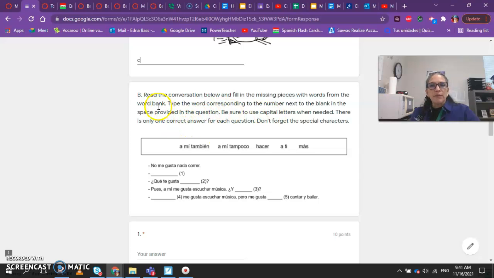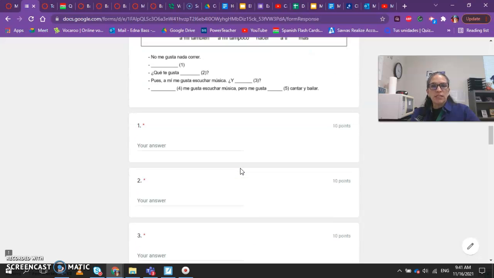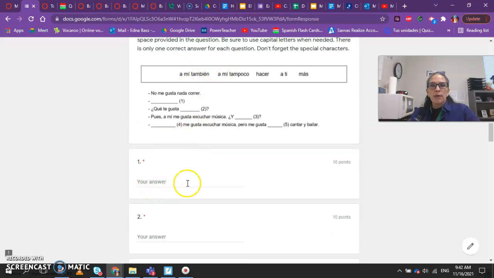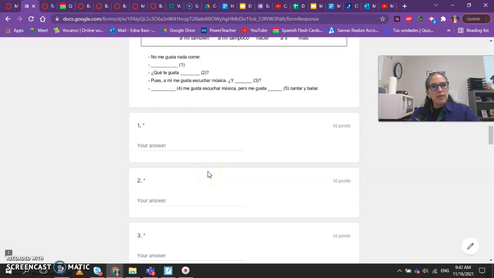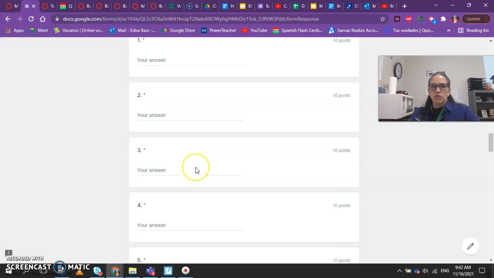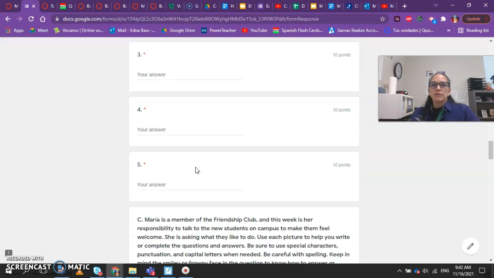Okay, for part B, it says read the conversation below and fill in the missing pieces. So for this one, I gave you a word bank. I give you 1, 2, 3, 4, 5 words or expressions that go in this 1, 2, 3, 4, and 5. So this is the conversation. You look at the conversation and then you tell me what goes in space 1. So you just take it from here, copy here. Please be aware of the special characters again, so it marks you right. Remember that you cannot make corrections on quizzes or tests. So just be very careful with the special characters.